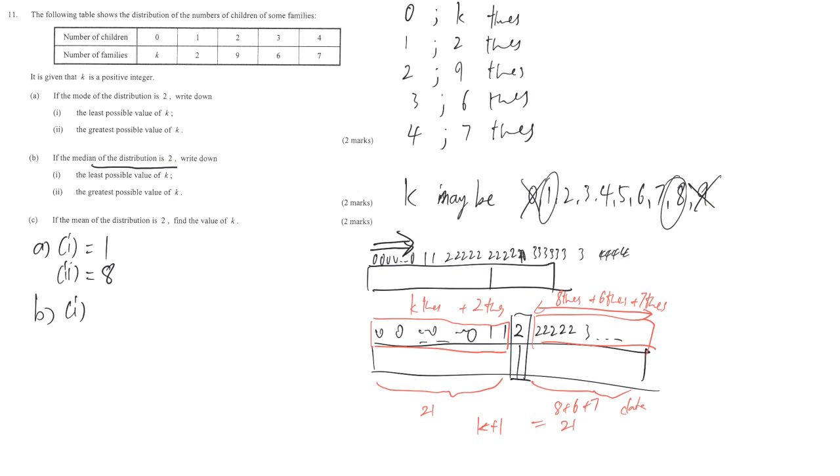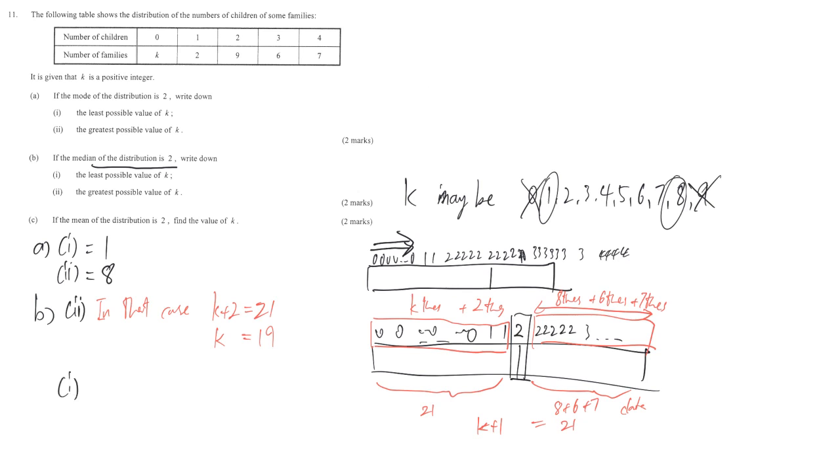So k plus 2 should equal 21. So the largest possible value is 19. Okay, this one is the largest possible value of k, so it's not b1 but b2 here. We go back to b1.